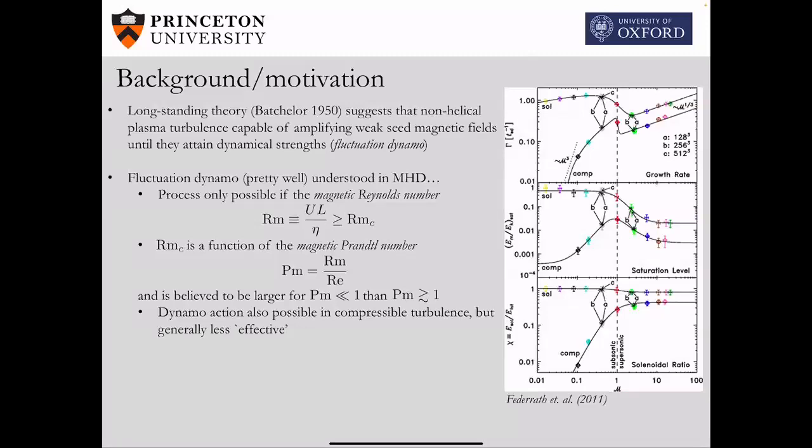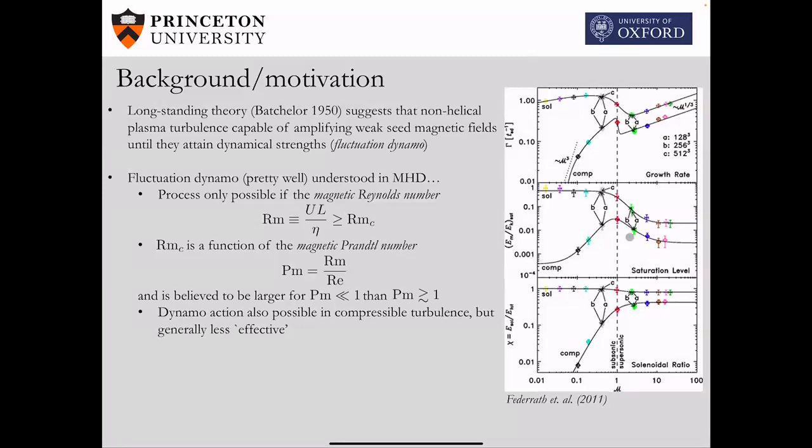MHD compressible dynamo simulations have shown that dynamo action is also possible in compressible turbulence, but in terms of various key measures, it's generally less effective. So, for example, if one transitions from a subsonic into a supersonic flow, as shown here by these simulations like Federrath's, the typical growth rate of the dynamo decreases as the Mach number moves past order unity.